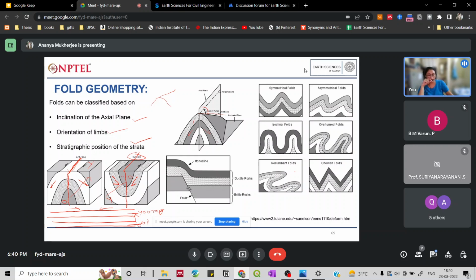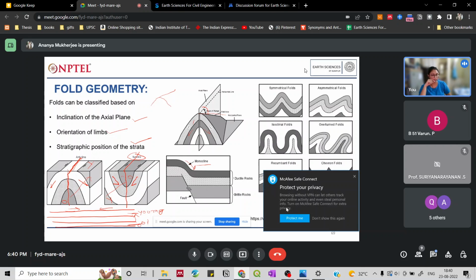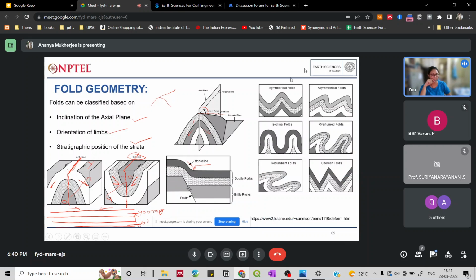Now we come to another, that is a monocline. Monocline is called that because there is only one area where you can see an inclination in the beds. Now we'll see over here that we have symmetrical folds. Symmetrical folds meaning what? This is your fold axis.